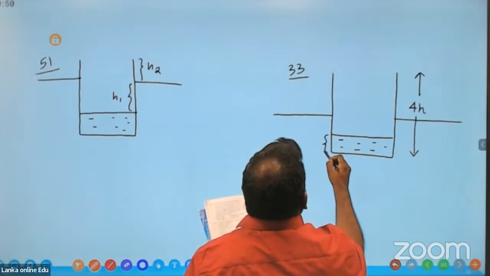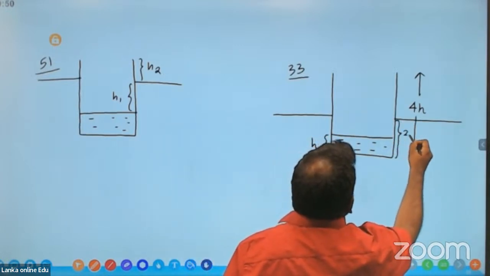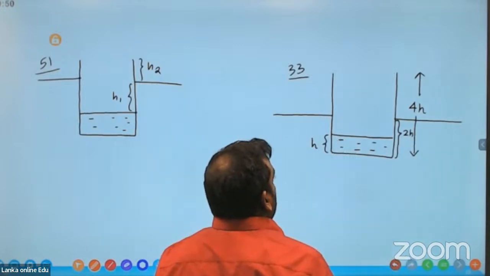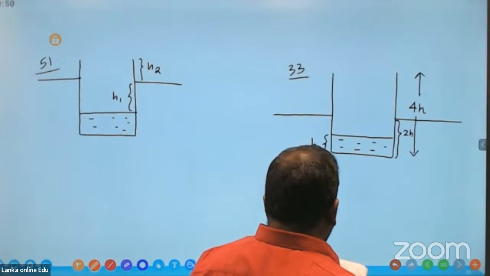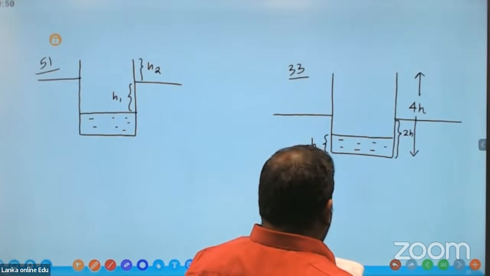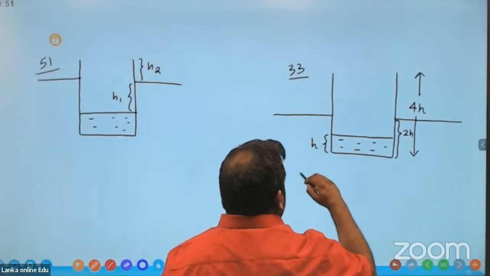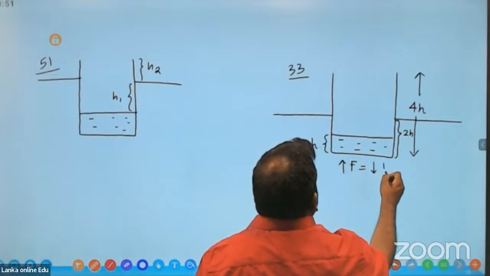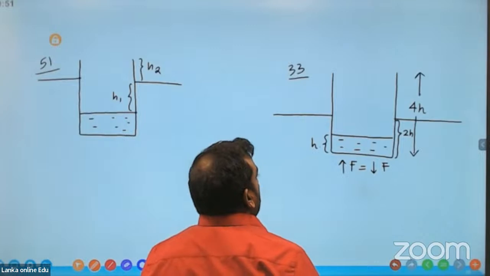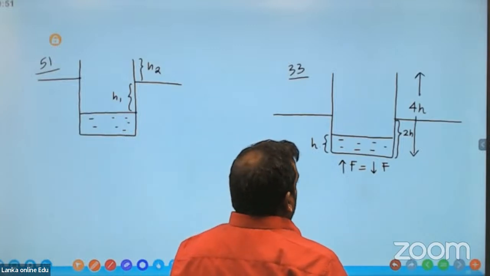This height is h. This height is 2h. Now what's going to happen? It's still floating. Upward forces balance downward forces. The upward force will be upthrust.